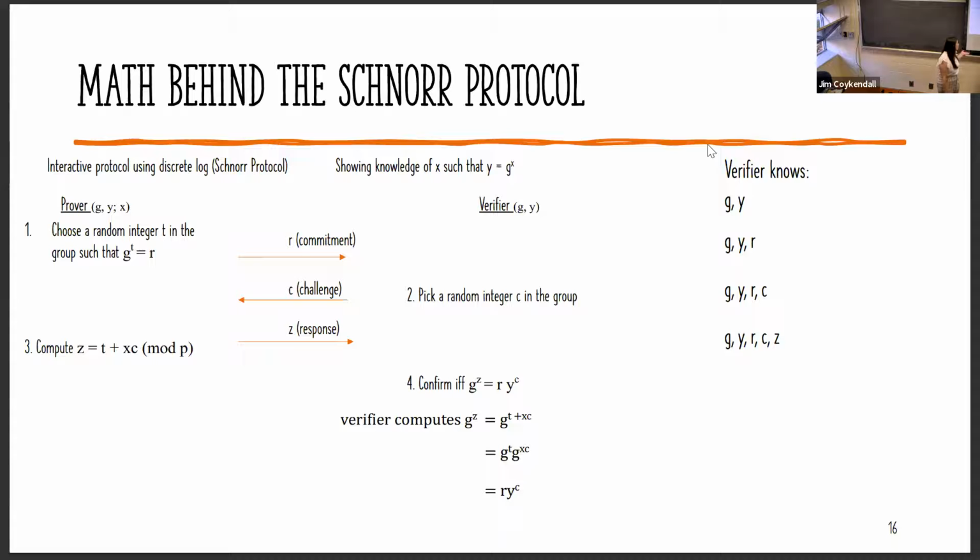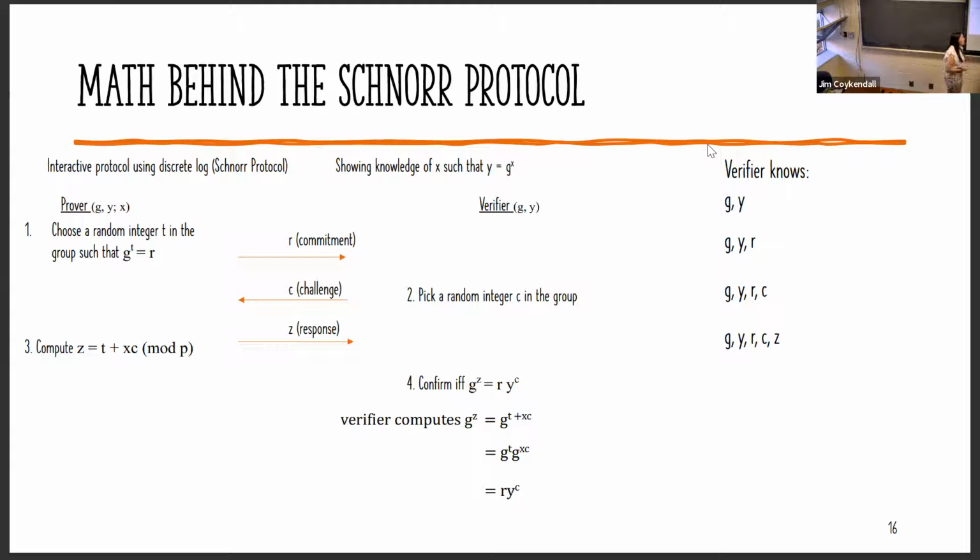It is also worth noting, though, that while they do know the value of z, they do not know what t or x are, even though they are part of z. Those values are not actually revealed to the verifier. So then the way that the math works is that you confirm if and only if g to the z is r, y to the c.